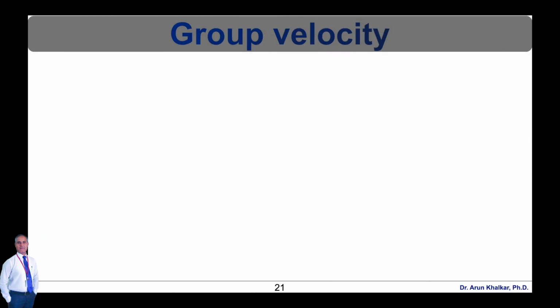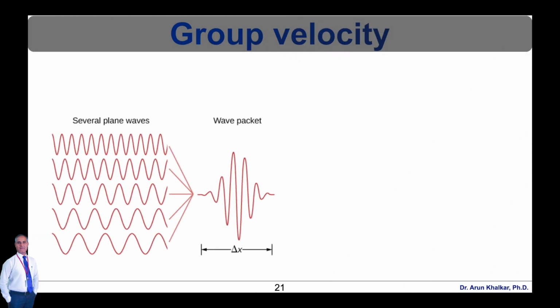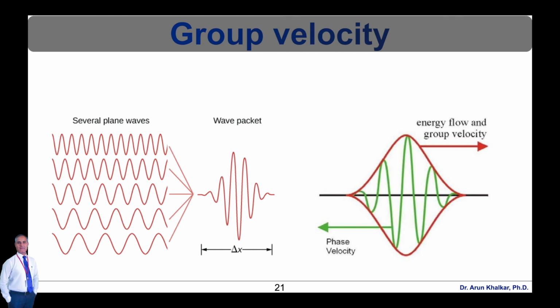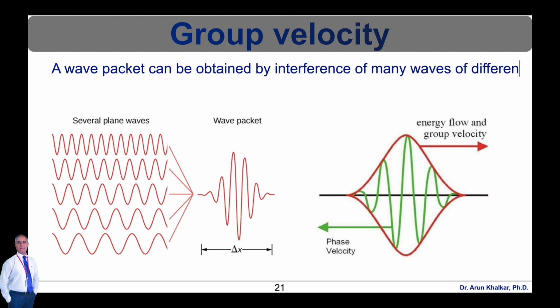When several plane waves get superimposed, it becomes a wave packet of size delta x, as shown in this diagram, where the energy flow, the group velocity and the phase velocity parameters are shown in this second diagram. As we know, a wave packet, that is the group of waves, is associated with a material particle. Individual waves travel inside the group with their phase velocities. A group of waves travels with a velocity known as the group velocity.